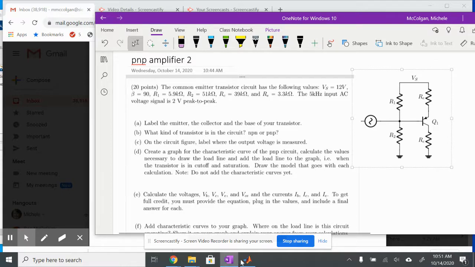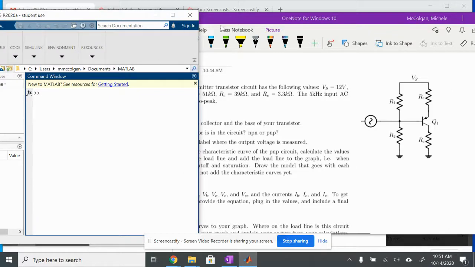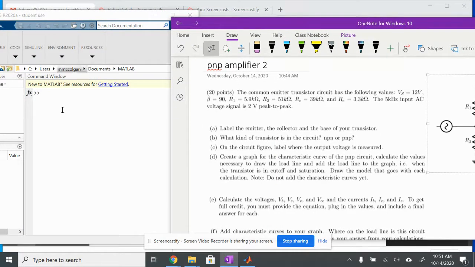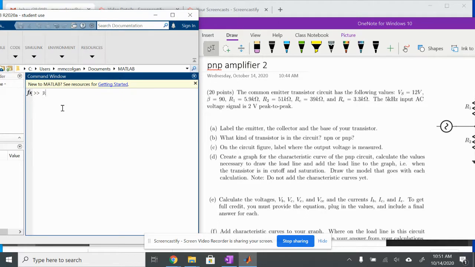And the first thing I'm going to do is just enter the values into Matlab, just to make it easier for me to do the calculations. So R1 is equal to 5900, R2 is equal to 51,000, RC is equal to 39,000, RE is equal to 3,300, VS is equal to 12, and beta is equal to 90. Okay, I think we've got all the parts that we need.